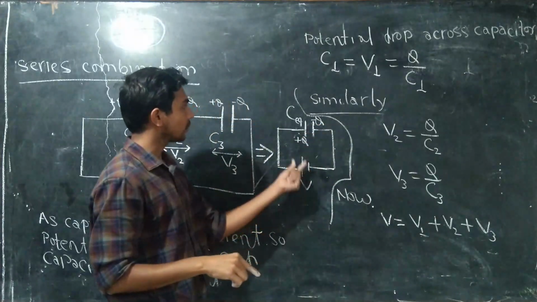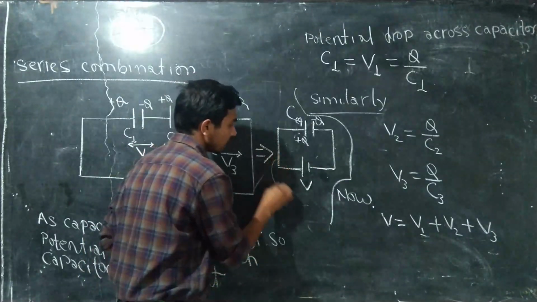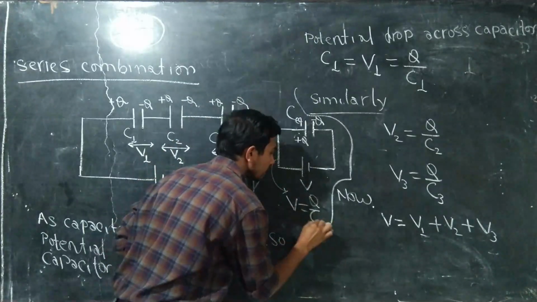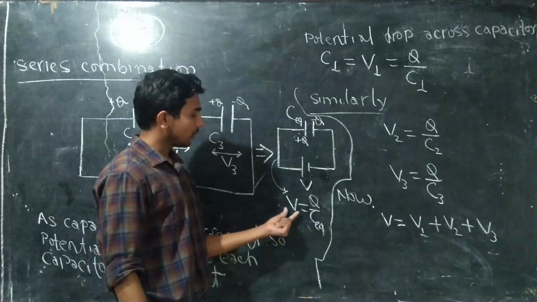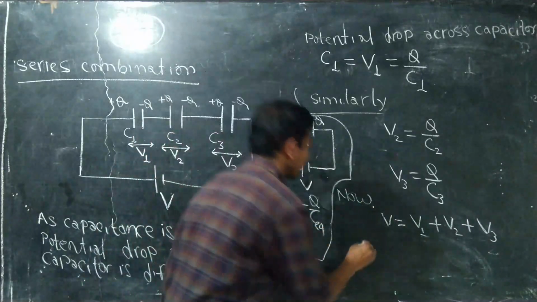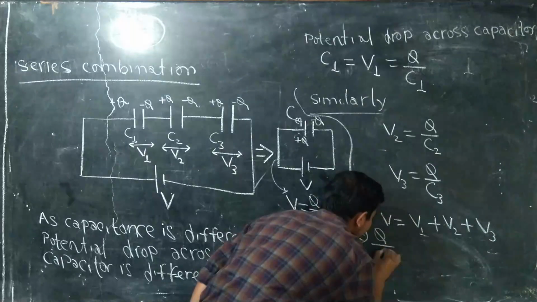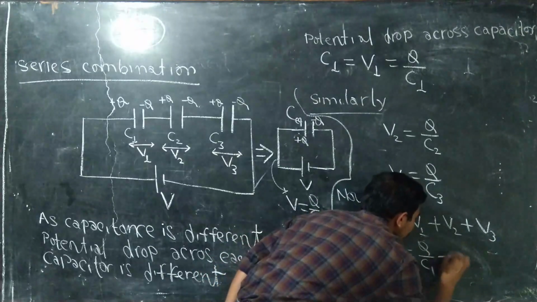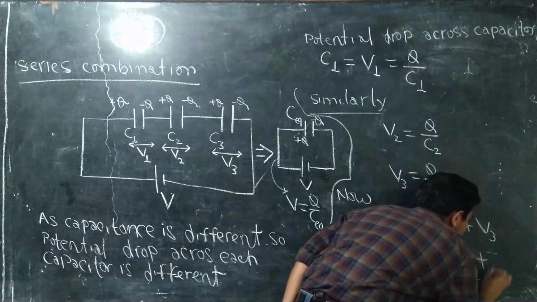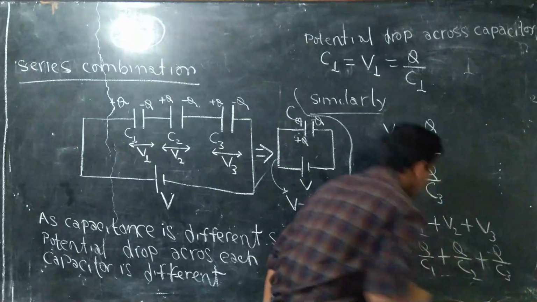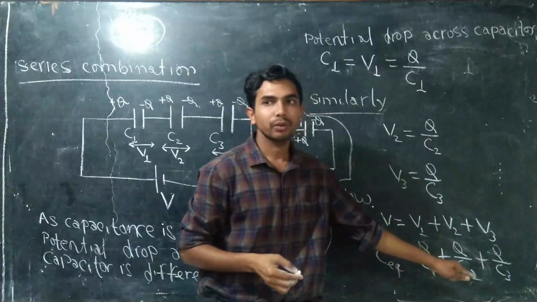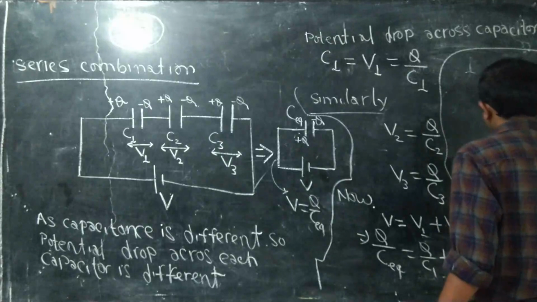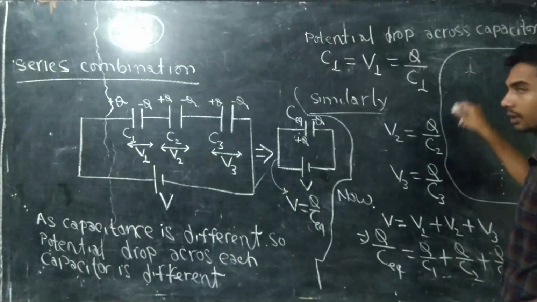So from here we can write V equals Q by C equivalent. Now I'm going to substitute the value. So Q by C equivalent, and this is Q by C1, Q by C2, and Q by C3, right? Q is everywhere, so we can take Q common and cancel it.